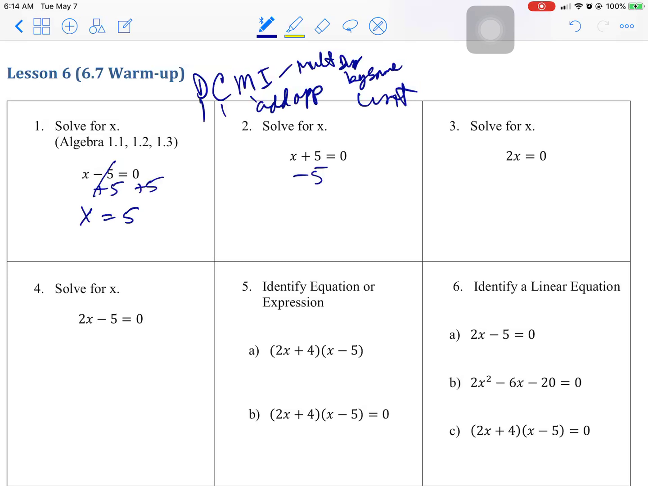So this is all chapter 1. Yeah, unit 1, I think. Linear equations.